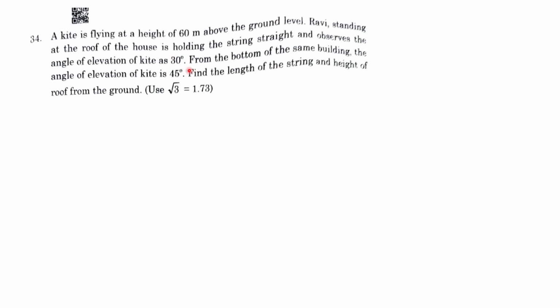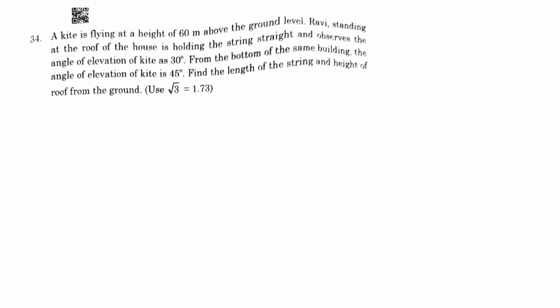Question 34. This is the last question. A kite is flying at a height of 60 meter above the ground level. Ravi, standing at the roof of the house, is holding the string straight and observes the angle of elevation of the kite as 30 degree. From the bottom of the same building, the angle of elevation of the kite is 45. Find the length of the string and height of the roof from the ground.